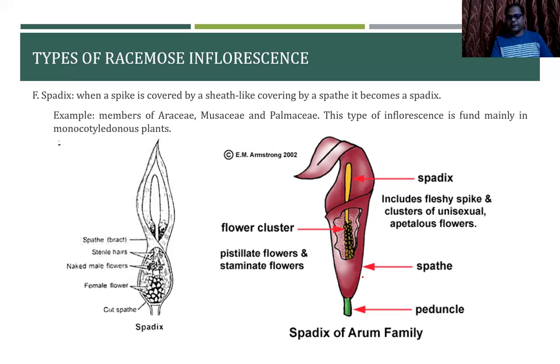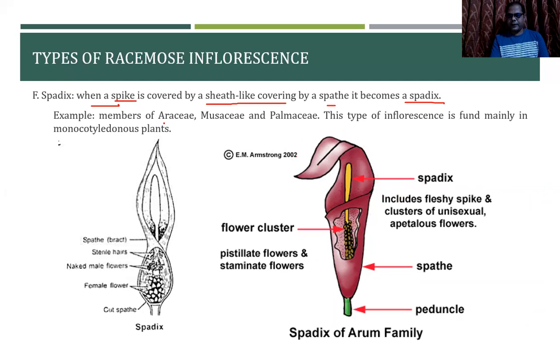Now what is important to understand here is that this particular structure represents a spike inflorescence. So when the spike is covered by a sheath-like covering, a spathe, it is called a spadix. What is happening is there is no formation of pedicel. All the flowers here are sessile in nature, that is why it is called a spike. Now this spike is covered by a sheath-like structure, what we call the spathe. Then it becomes the spadic inflorescence.